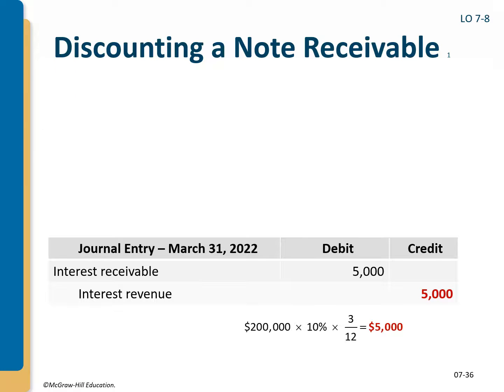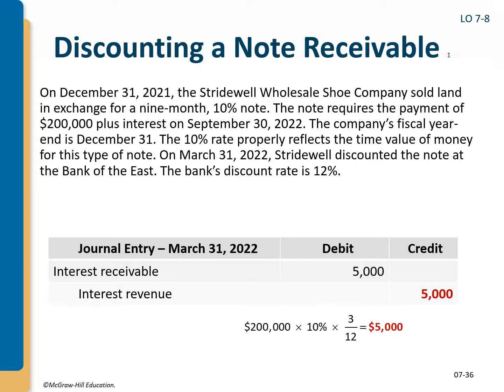For instance, on December 31st, Stridewell Wholesale Shoe Company sold land in exchange for a 9-month 10% note. The note requires the payment of $200,000 plus interest on September 30th, 2022. The company's fiscal year end is December 31st. The 10% rate properly reflects the time value of money for this type of note. Okay. On March 31st, Stridewell discounted the note at the Bank of East. The bank's discount rate is 12%.